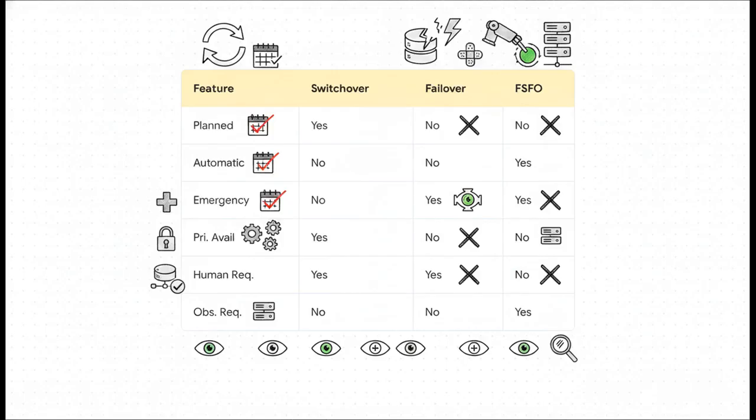Moving down to the gears, does it require the primary database to actually be available? Well, switchover needs a healthy primary to coordinate the role reversal, so yes. But failover and FSFO are designed specifically for when it's offline, so no. Is human action required? Yes for switchover and failover, but no for FSFO. And finally, check out the eye icons at the bottom. Only FSFO requires that dedicated observer process to function.